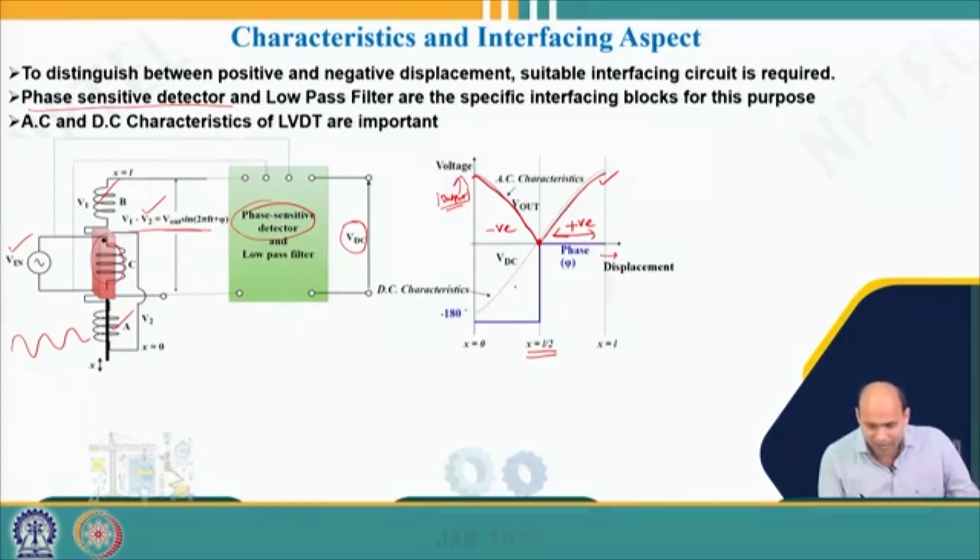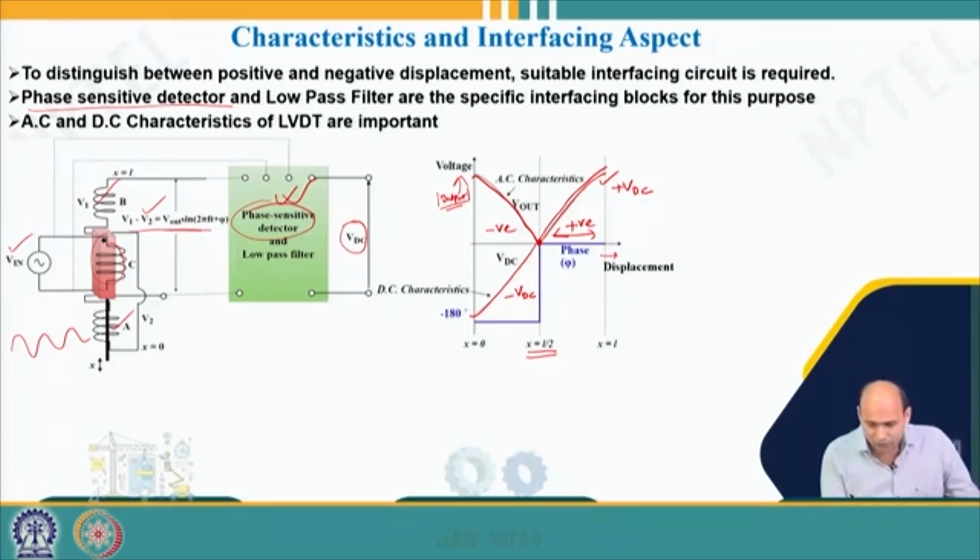So that's why I need to know about the DC characteristics. How will we get that? Through this phase sensitive detector and low pass filter. When this output is passed through the phase sensitive detector and low pass filter, I will get the output like this. So this corresponds to your DC characteristic, where for positive displacement I will get plus VDC, and for negative displacement I will get minus VDC.